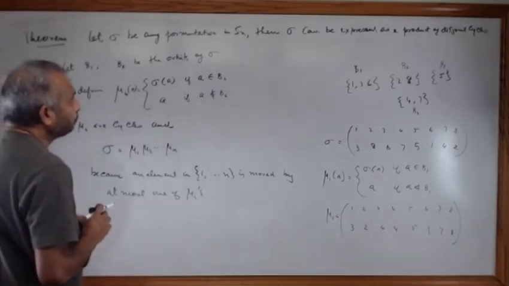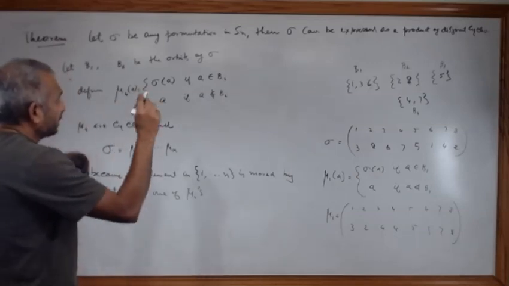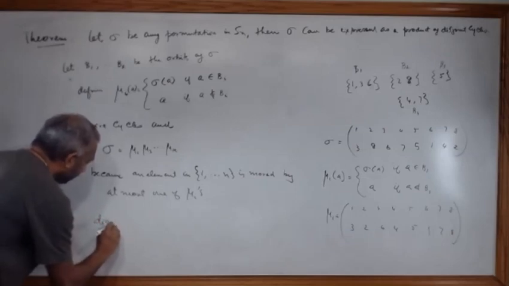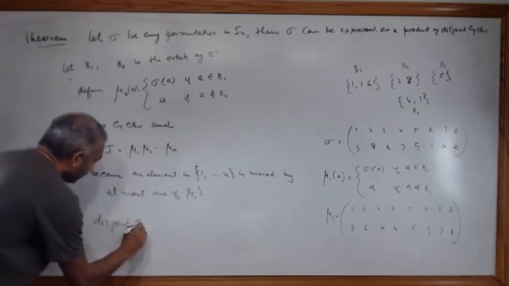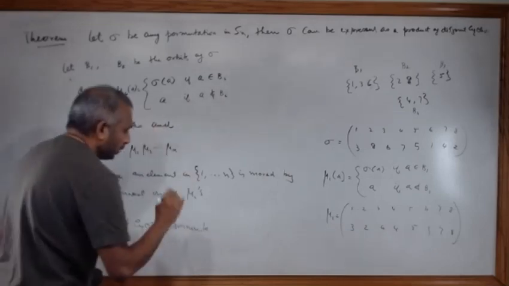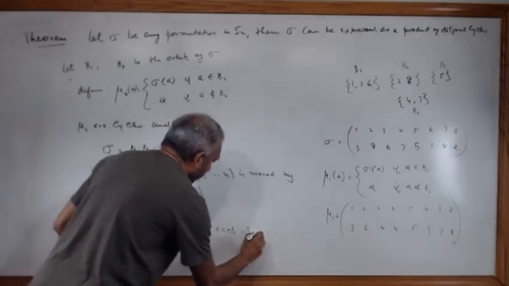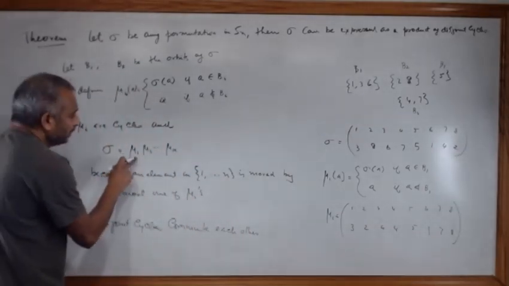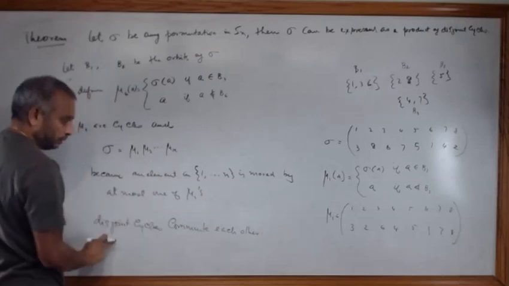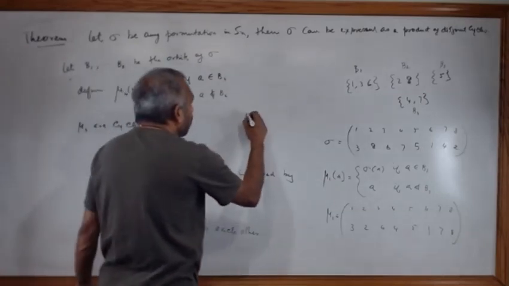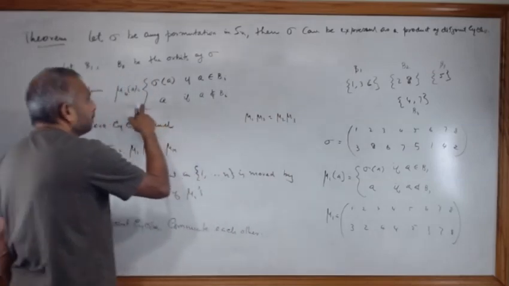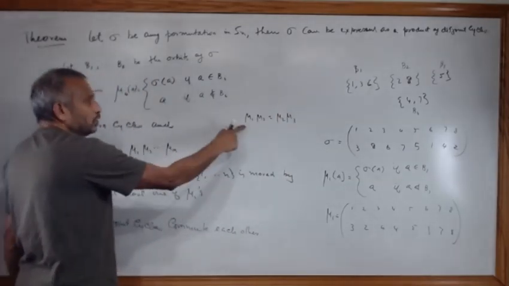And one more trivial result from here is that disjoint cycles commute with each other. Meaning these are commutative. Not all the sigmas are commutative, but disjoint cycles are commutative. Meaning mu1 mu2 is equal to mu2 mu1. And that is how we defined it, because if an element is in A only, it is moved by that; otherwise, it is not moved.